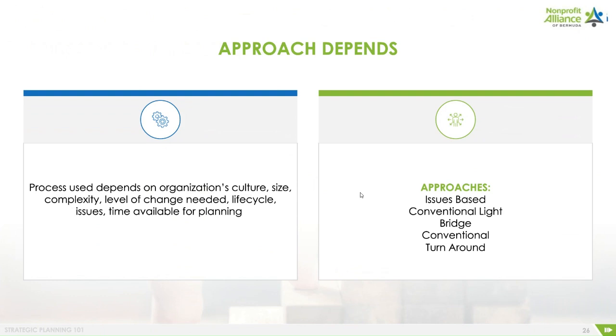Your strategic planning approach will depend on where you are as an organization. Some processes used to determine what approach to take will depend on your organization's size, culture, complexity, level of change needed, life cycle, and the time that you have available for planning. Some common strategic approaches used are issue-based, conventional light, bridge, standard conventional, and turnaround.